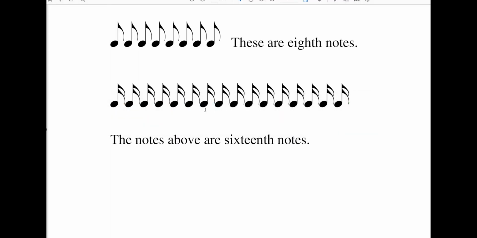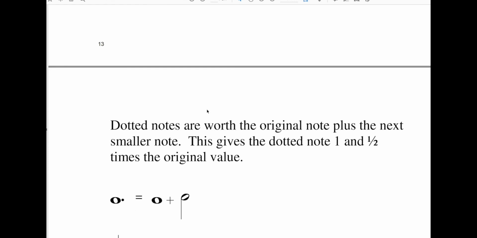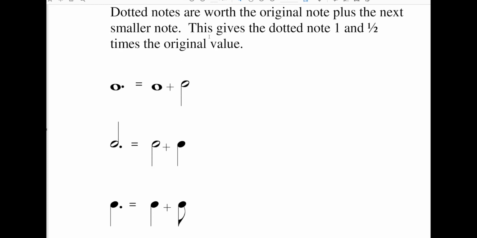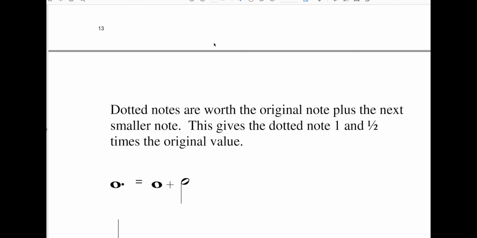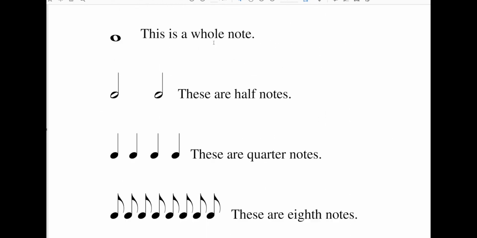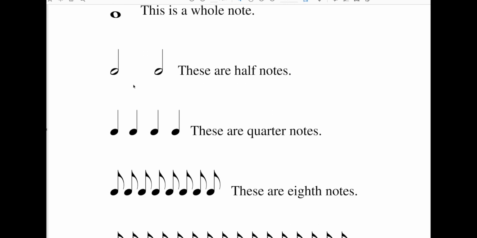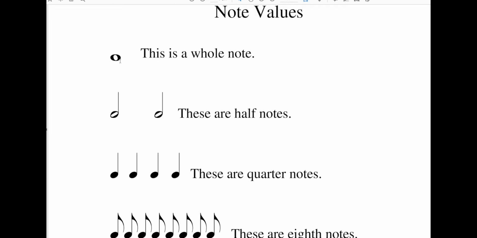All right, let's go back to this. Now here's the other thing you need to understand. A dotted note is worth the original note plus the next smaller note. So on this chart, if I have a dotted whole note, I could take this original note and put a dot by it, and it would add the same amount of time as the next smaller note, which is the half note, which is half the value of the whole note.